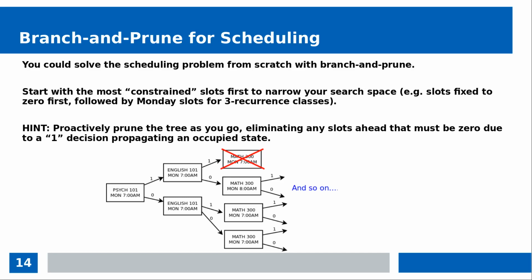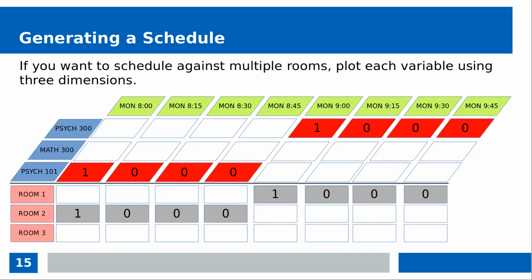That's the only way it'll fit. We should explore Monday for 3 recurrence classes being evaluated as 1 first. And something else you can do is proactively prune the tree as you go, eliminating any slots ahead that must be 0 due to a 1 decision propagating an occupied state. So that's a mouthful. And I'm going to go ahead and show how to implement this algorithm very briefly next. But if you want to schedule against multiple rooms, just plot your binary 1-0 variable against 3 dimensions, the slot, the class, as well as the room. But in this example, I'm going to just show how to do against 1 room.